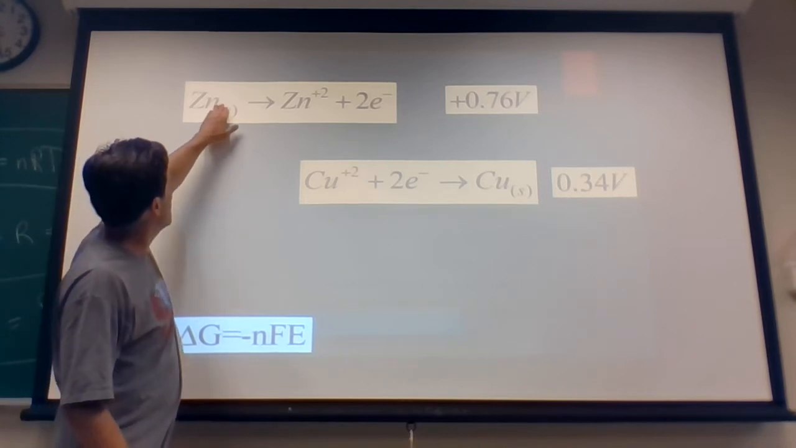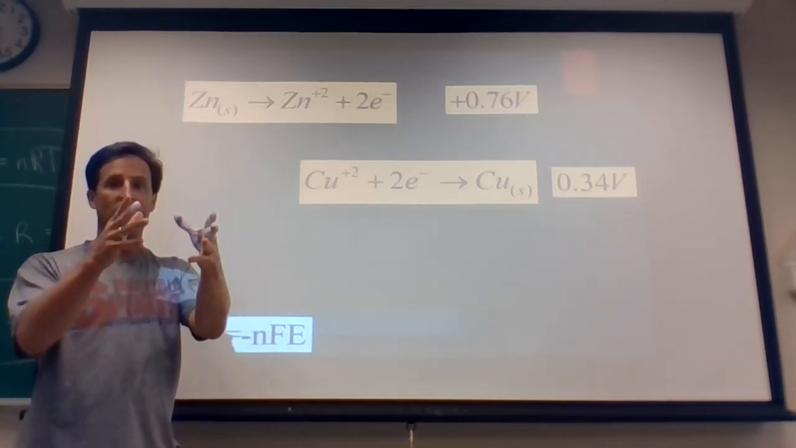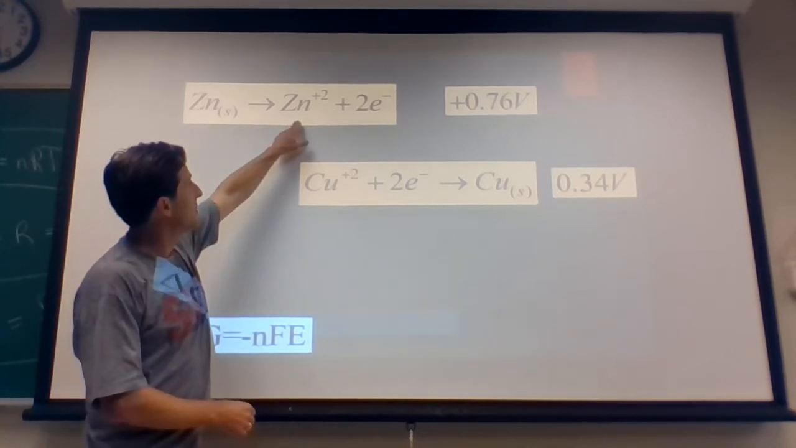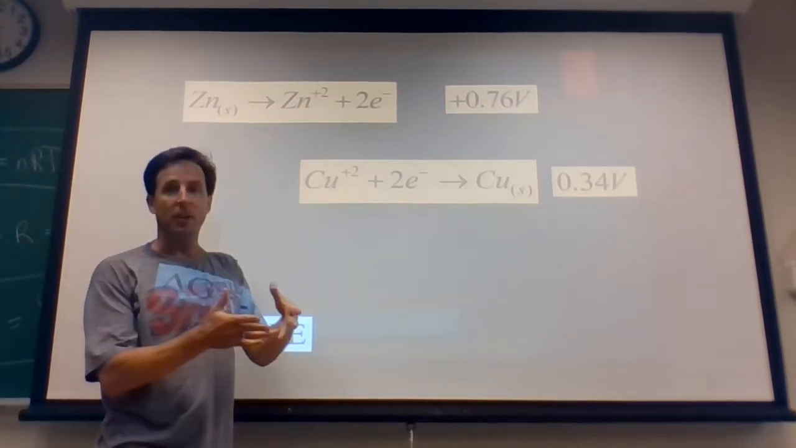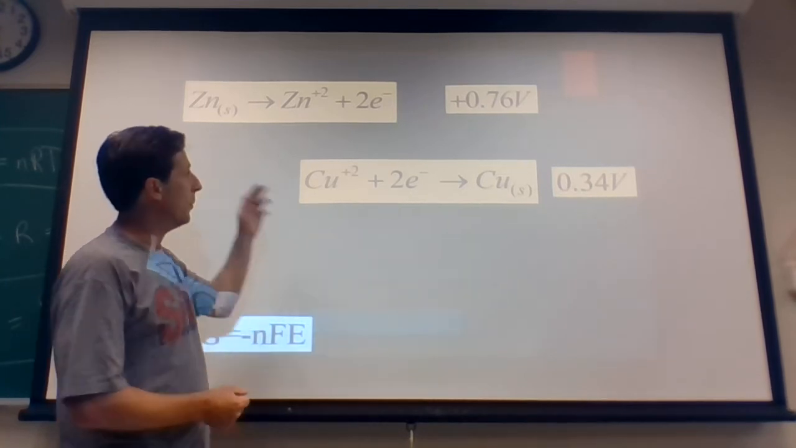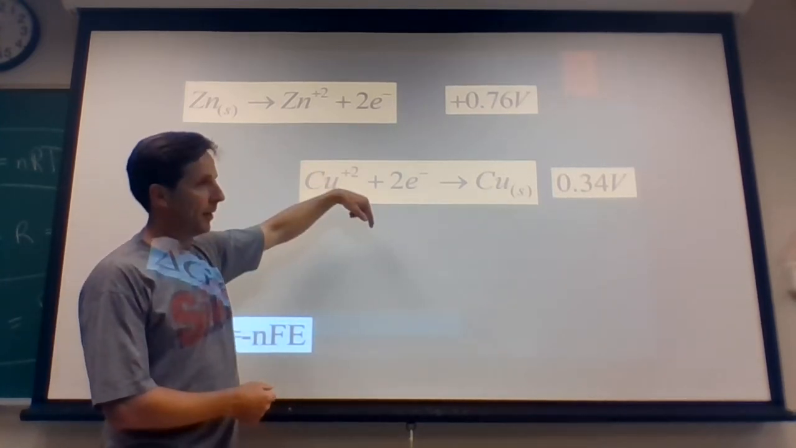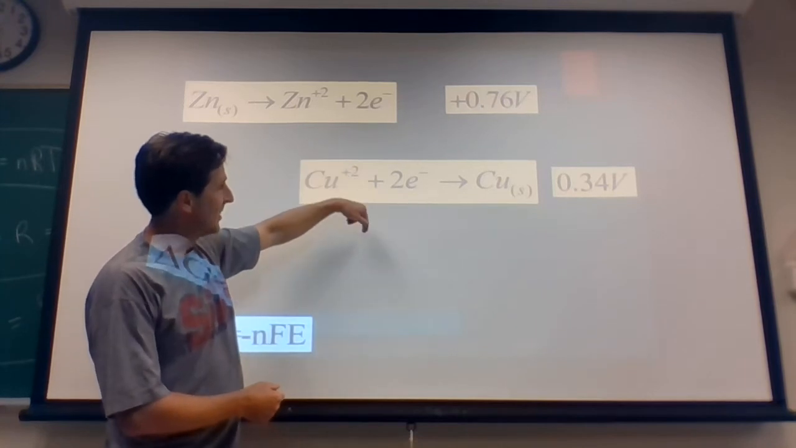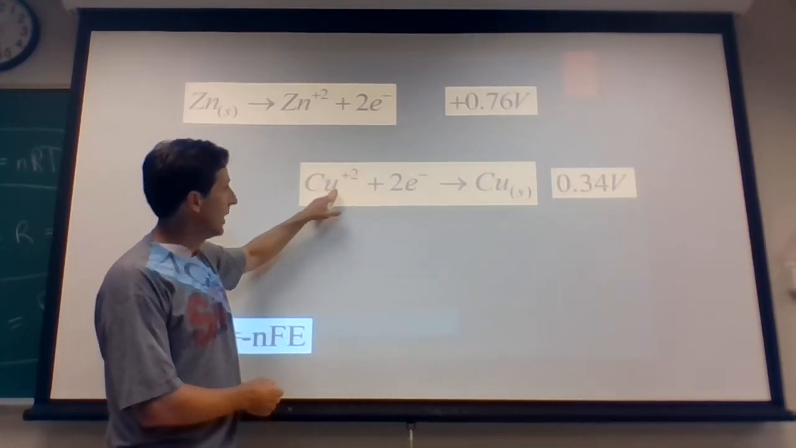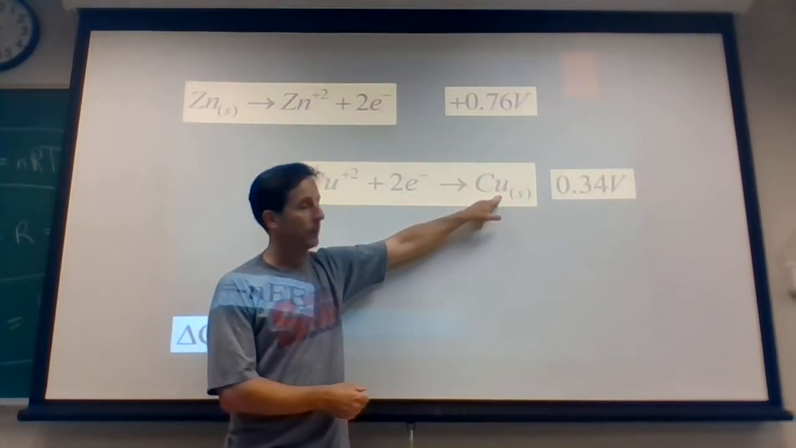Zinc, the metal, is giving 2 electrons away that flow through the wire. That turns zinc into zinc plus 2. These ions can float off in the solution. The electrons go through the wire. When they go through the copper electrode and get to the solution, copper ions in solution are going to absorb those 2 electrons and become copper metal.